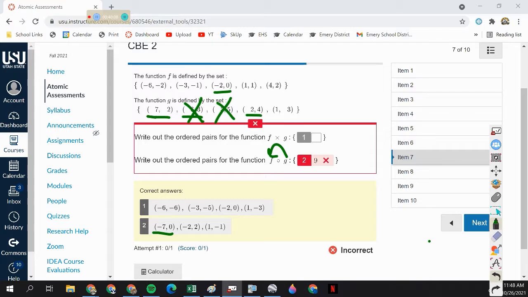Okay. Negative 2 goes to 4, and then 4 goes to 2, so negative 2 goes to 2. And then negative 1 goes to negative 3, and negative 3 goes to 1, so we'll just skip the middleman, 1 to negative 1. I think this test is going to be easier than the last one, right? So far.